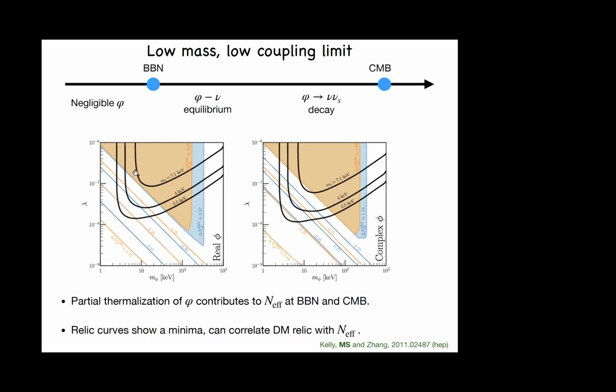What we show out here in these lines are essentially the bounds on delta N effective that come from this kind of scenario. So if you allow the phi to be produced in such a way that it comes into equilibrium after BBN, of course, it's produced around the time of BBN, so it starts changing some amount.